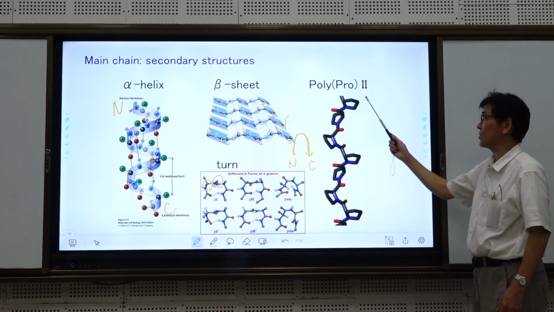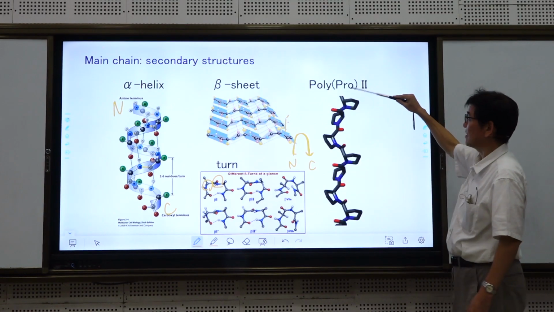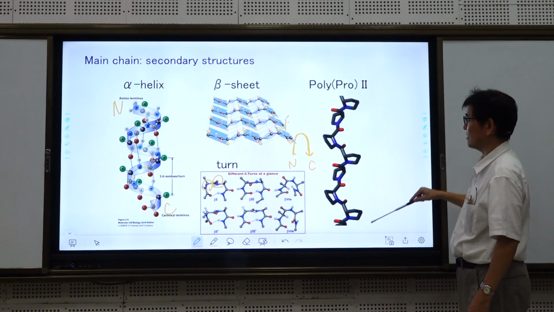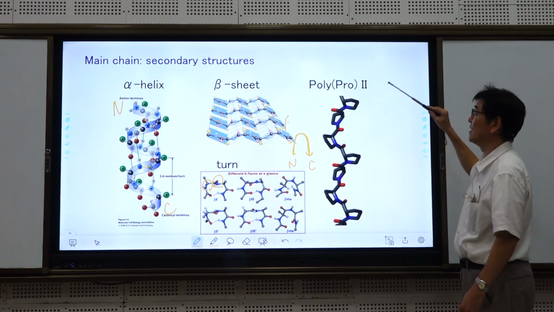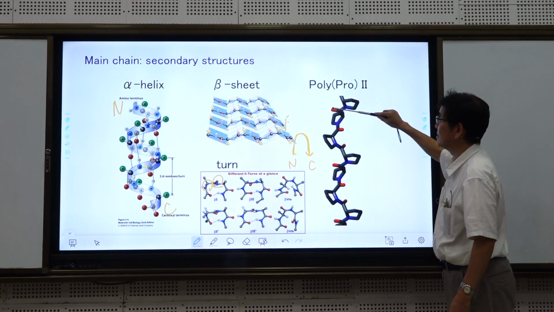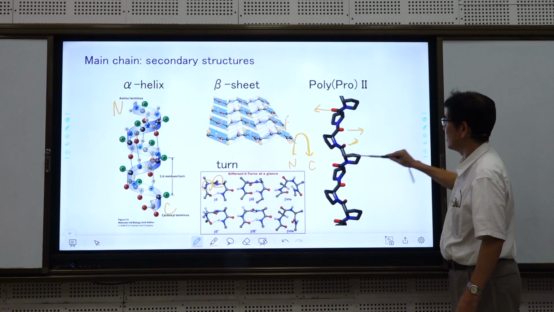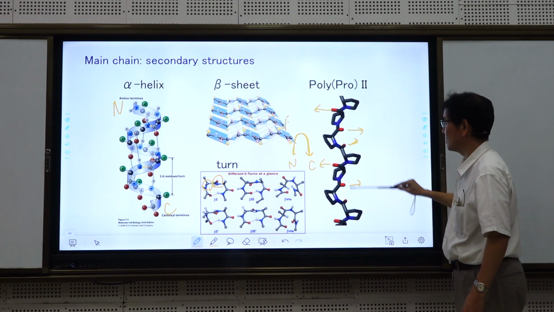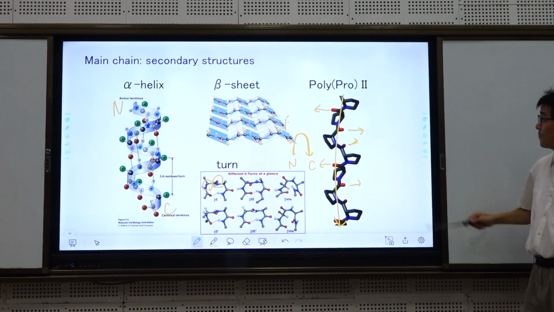Also, there is a polyproline 2 structure. In this case, this conformation is found from polyproline, and the CO bond directs perpendicular to the extending direction of the main chain.